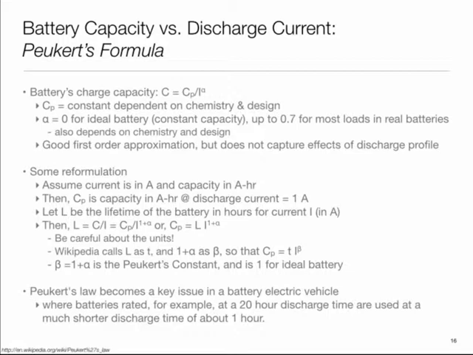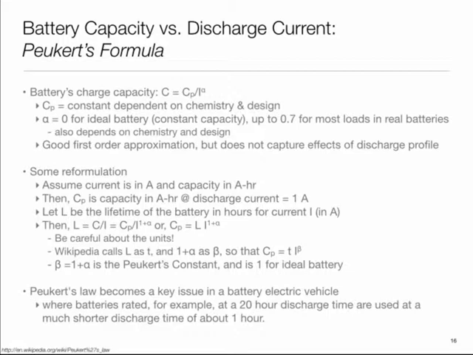In the Wikipedia article, they present the formula this way: Cp is equal to T, which is the lifetime, multiplied by I to the power beta, and they call beta the Peukert constant. In this case, beta is 1 for an ideal battery. So sometimes alpha is used as the Peukert constant, and sometimes 1 plus alpha or beta is used as the Peukert constant.